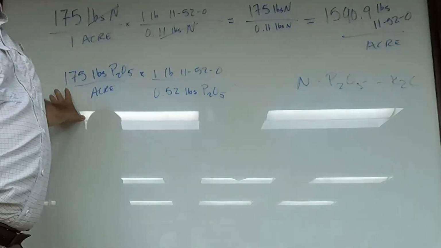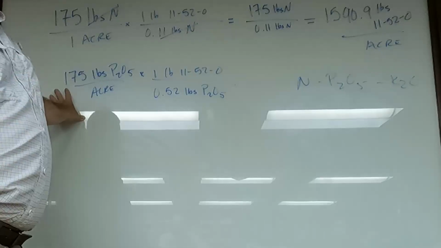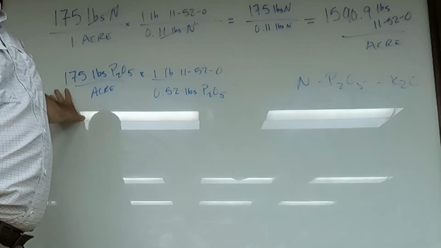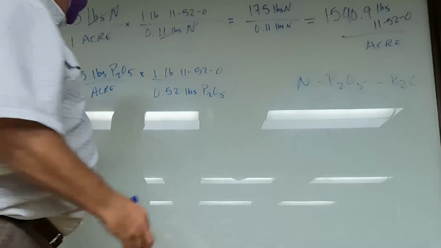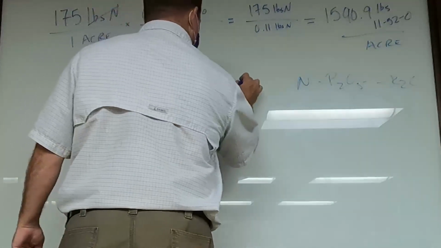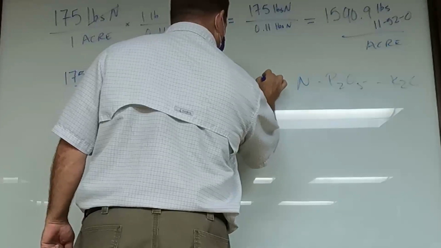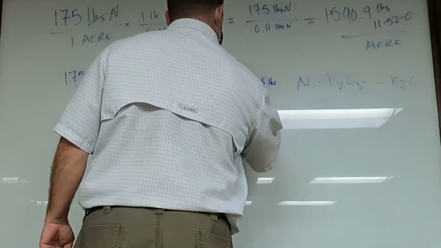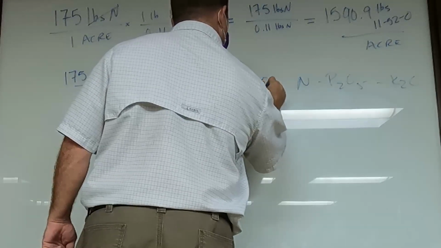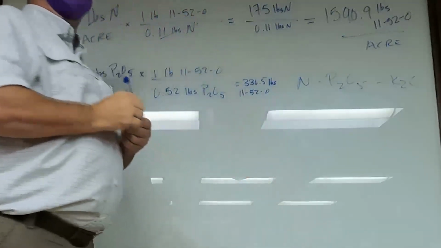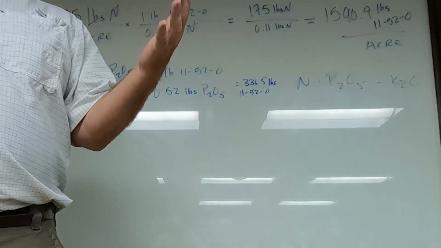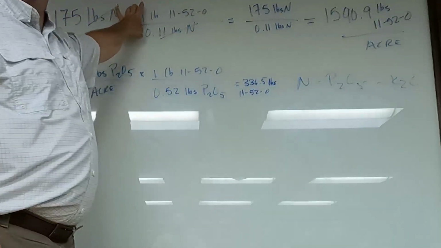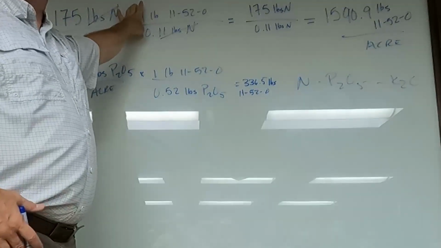We got someone with a calculator? I got a feeling you're going to be my mathematician. 336.5. So this would have been 336.5 pounds of 11-52-0. Everyone kind of understand what I'm doing here? I'm going to need more of this fertilizer material because I don't have as much P2O5 in it.